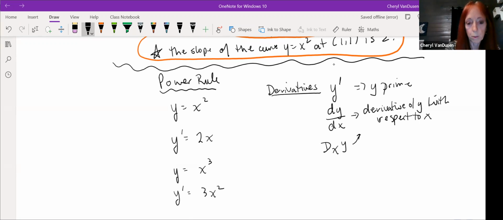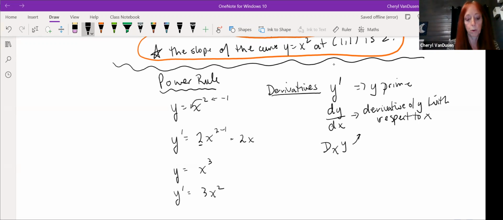The 2, the exponent, drops down in front, and then we subtract 1 from that exponent. So that's where the 2 comes from. Then we take 2 take away 1, which gives us 2x to the first, or just 2x. So the whole idea is we take the exponent, we drop it down in front, and we subtract 1.